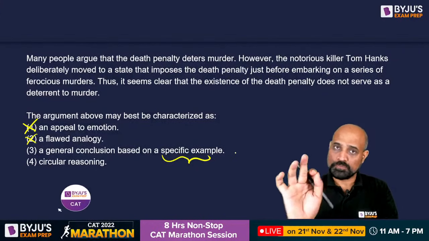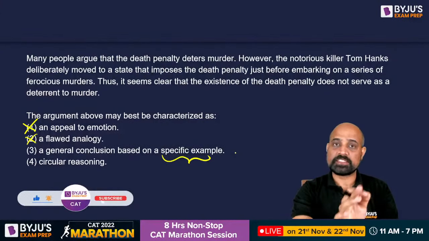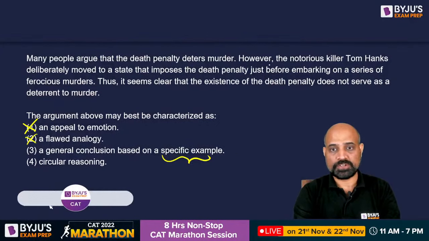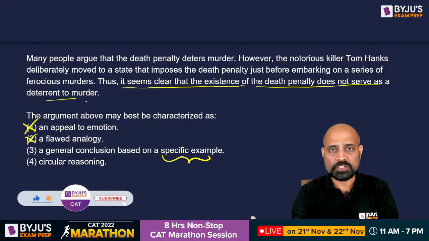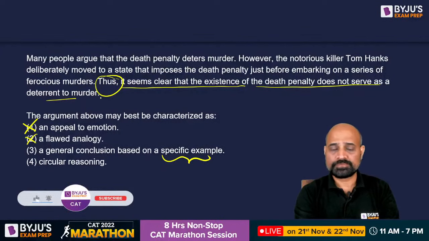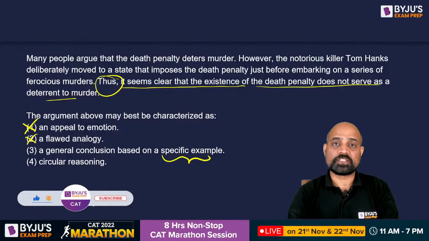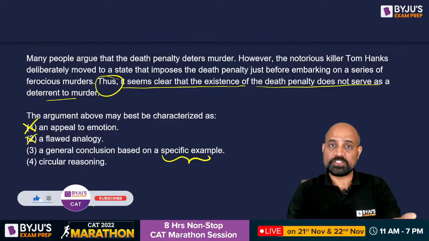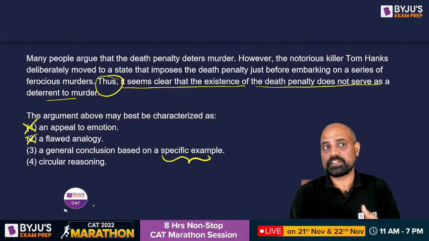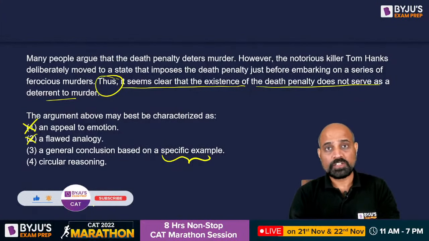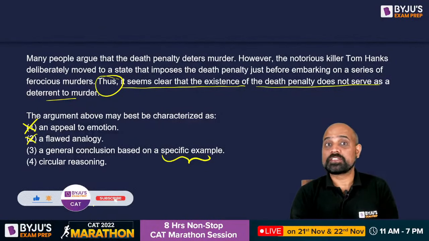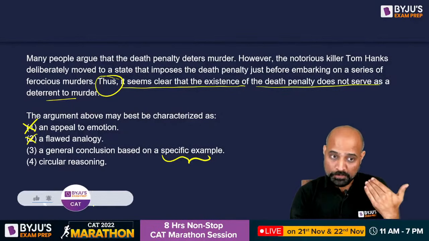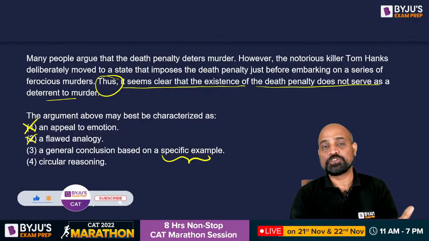Okay. So, there is a specific example and it's a general conclusion. It is conclusion, right? It seems clear that the existence of the death penalty does not serve as a deterrent to murder. Conclusion hai. Thus, conclude. Okay, fourth, circular reasoning. Now, if you know the varieties of reasoning involved in critical reasoning, and if you know what circular reasoning is, so that is good. ठीक है? पर अगर circular reasoning क्या होता है नहीं पता है, then obviously go with the statement that you are more confident in.